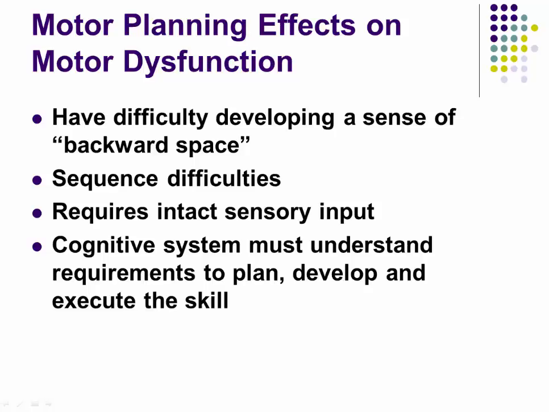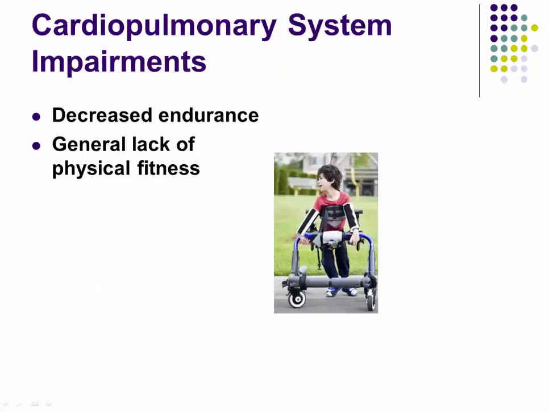And the last part of motor planning is the cognitive system. And as we've already identified, many of these children have cognitive issues that are going to impact their ability to understand the new learning that is occurring. The impairments related to the cardiopulmonary system are something that increases over time. Physical fitness includes cardiorespiratory endurance, muscle strength and endurance, flexibility and conditioning.